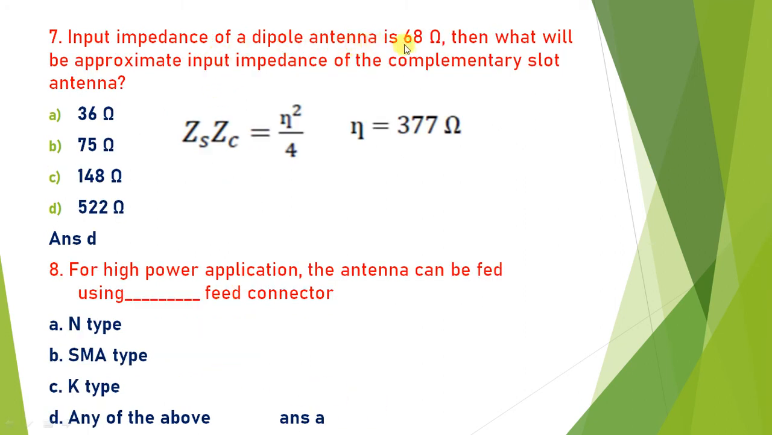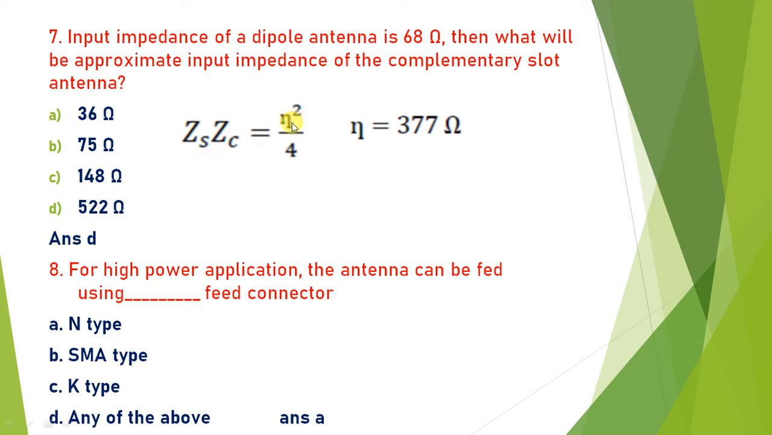Input impedance of a dipole antenna is 68 ohm. What will be the input impedance of the complementary slot antenna? So here the slot antenna is designed using a dipole antenna. So this is the equation to find the impedance of the slot antenna. Zs multiplied by Zc is equal to eta square by 4. What is Zs? Zs is the impedance of the slot antenna. What is Zc? It is the impedance of the complementary dipole antenna.